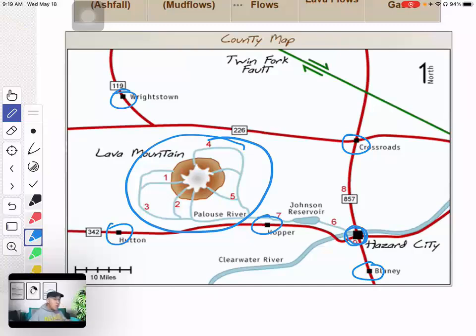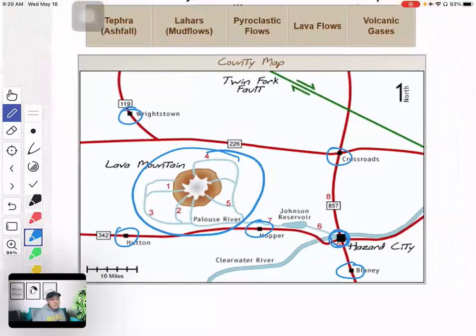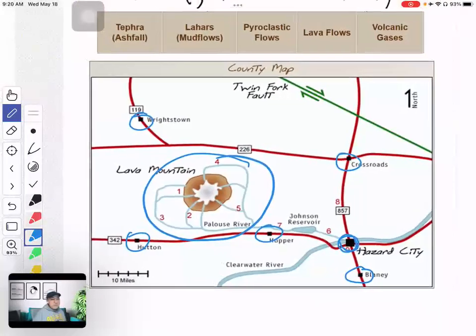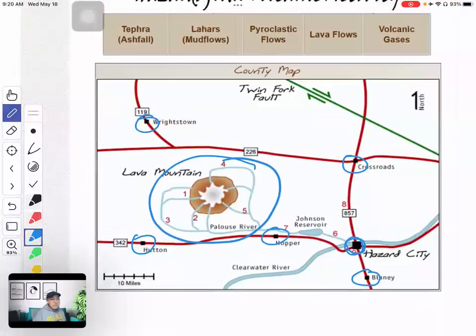So they hired us, the experts, to do an assessment of the risk that each of those communities will be facing if an eruption takes place. So we're going to evaluate the risk of loss of life or property for each of those communities, and also for neighborhoods within Hazard City, which is the largest city in the county.